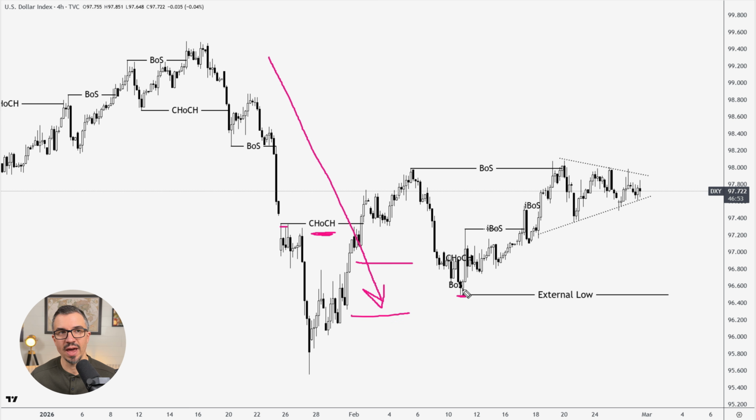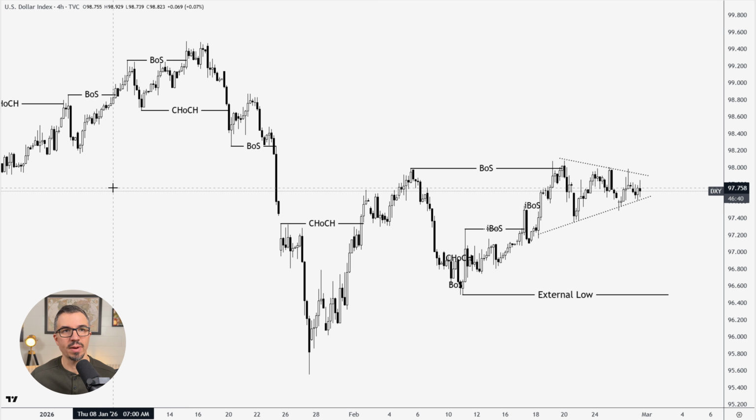And then since that time, we've had a lot of internal breaks here, internal BOSs, and higher lows. Now we also had a break of structure up here. So let's talk first about what's happening externally, because we have to differentiate as SMC traders what is happening internally versus externally, because it's only when you combine those two that you're going to be profitable and really understand what's happening in these markets.